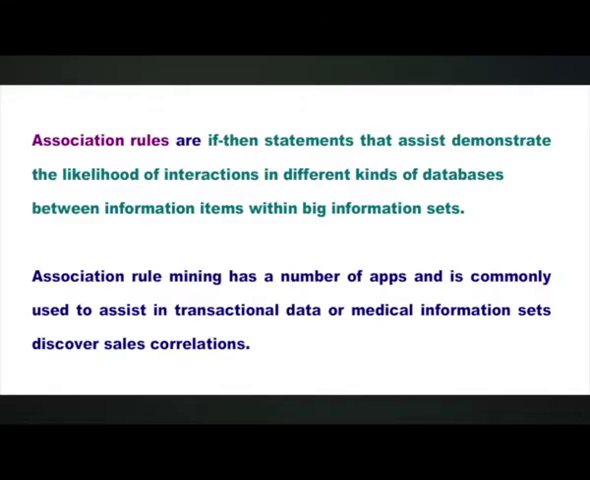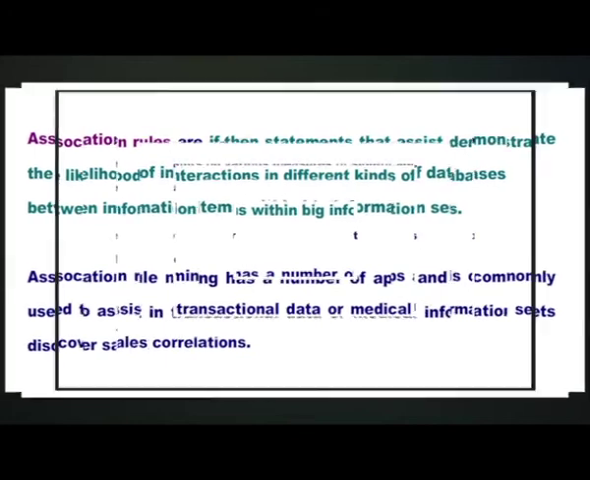This typically creates what is known as association rules. As I said earlier, association rules are nothing but if-then statements that demonstrate the likelihood of interactions between information items within big information sets in different kinds of databases. Association rule mining has a number of applications and is commonly used in transactional data or medical information sets, to discover sales correlation, and in medical diagnosis.